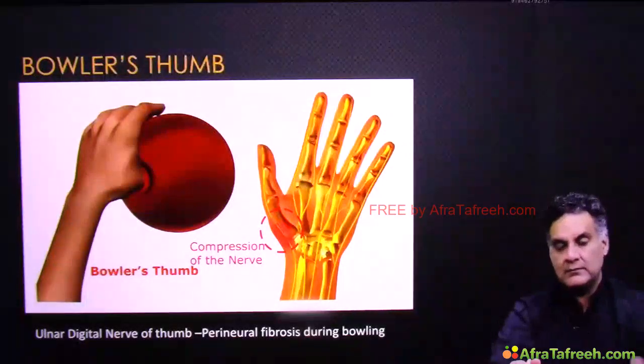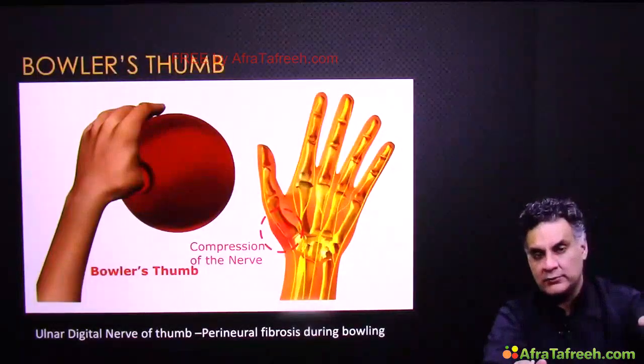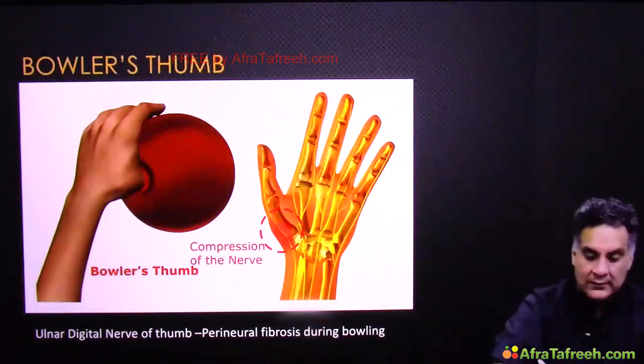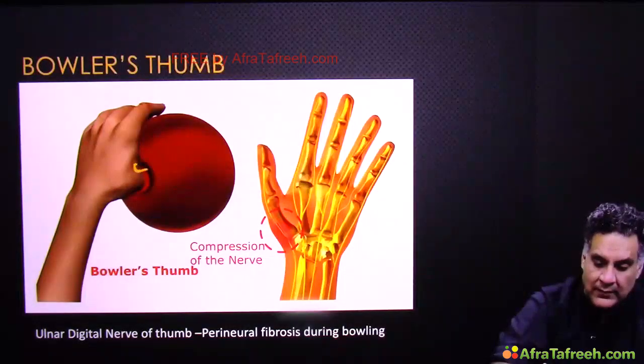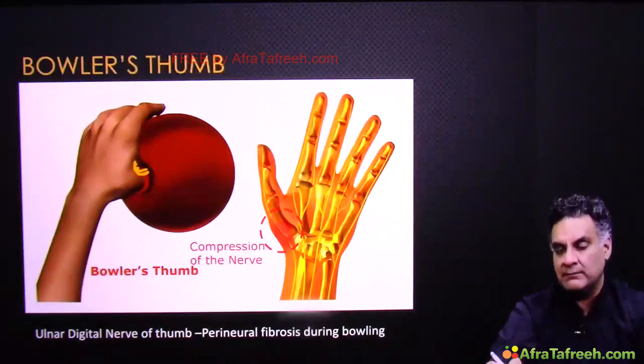Bowler's thumb. Bowling is a craze. When you hold a bowl with a groove, the thumb in the groove, just around the ulnar border of the thumb, there can be fibrosis of the ulnar digital nerve of the thumb. This is bowler's thumb.